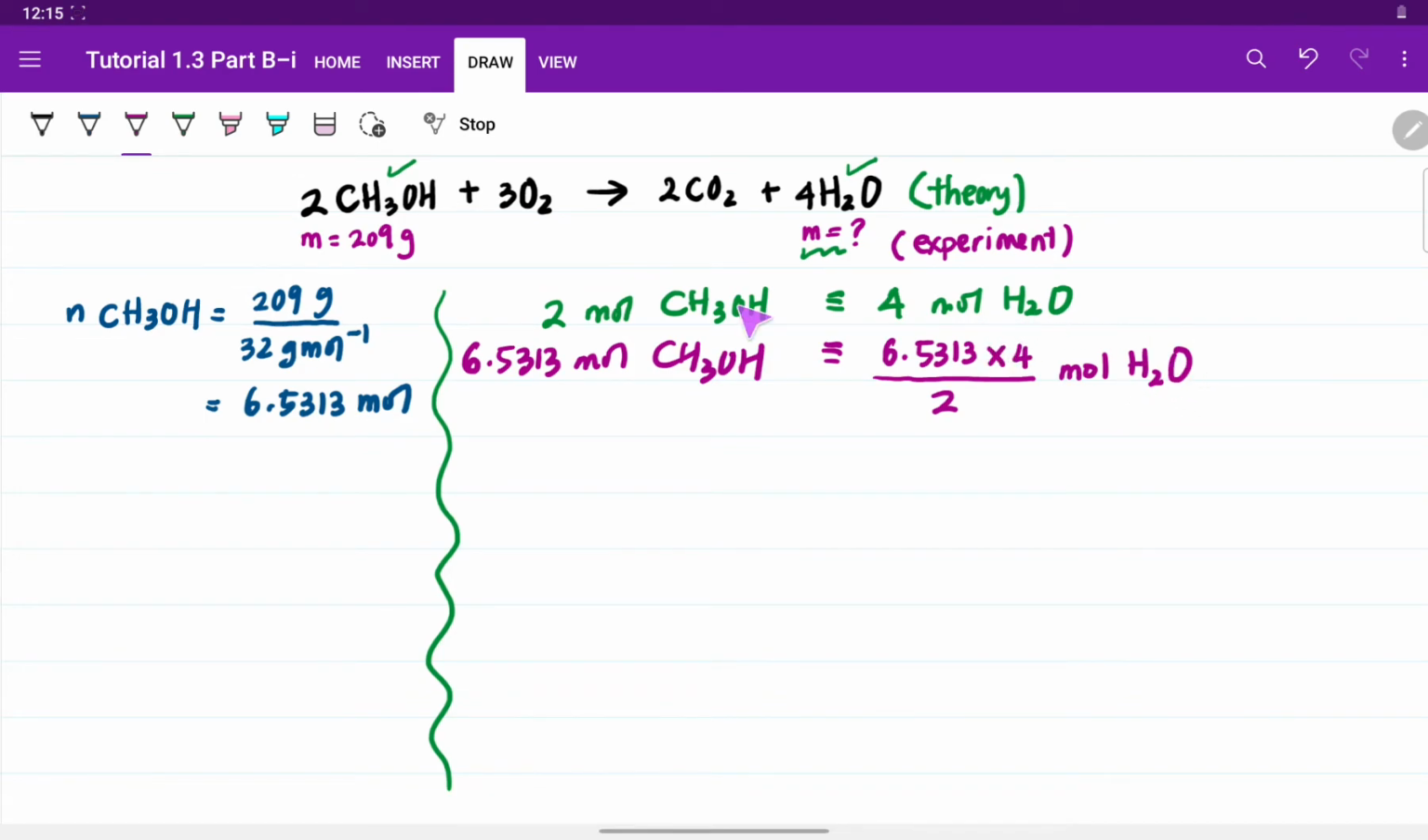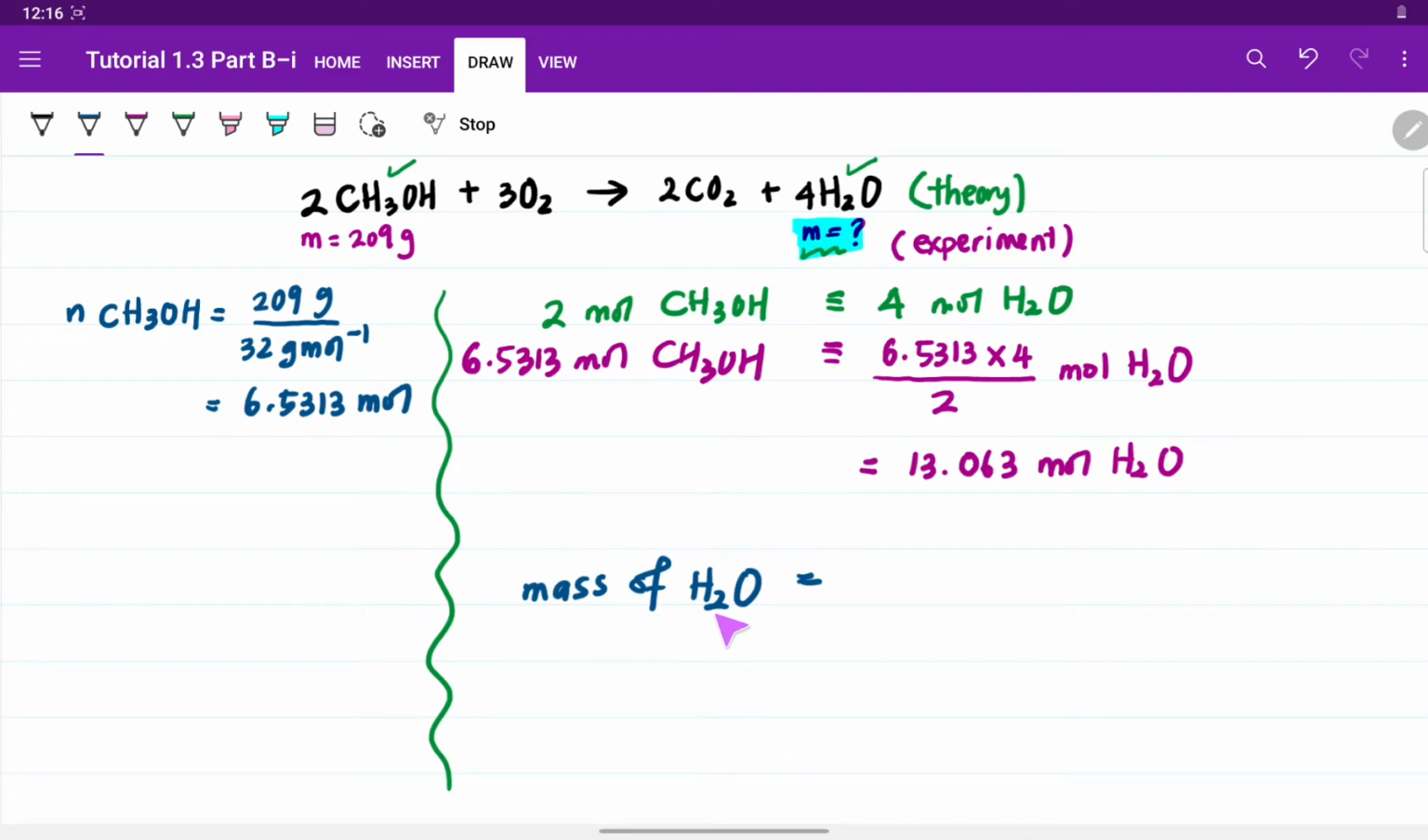Like I mentioned before, information yang kita ada letak sebelah kiri, yang kita nak cari letak sebelah kanan, supaya senang kita nak buat calculation. Okay, so from here, kita akan dapat jawapan dia sebagai 13.063 mole of H2O. Okay, now, are we going to stop until here? Belum lagi. Sebab apa? The question asks for mass. Okay, jadi, since kita cuma baru ada mole of water saja, the next step, kita akan cari pula mass of H2O.